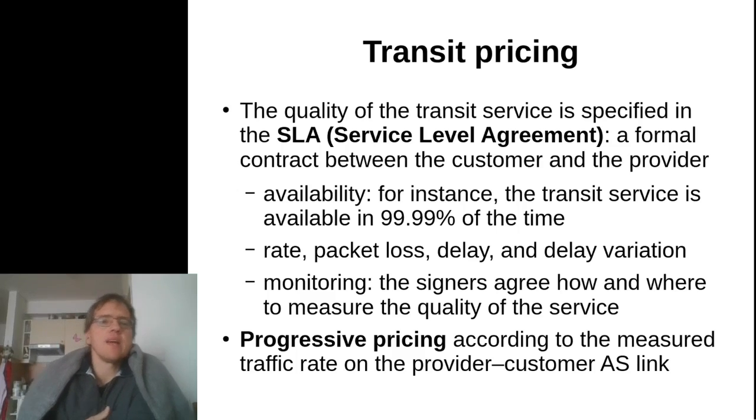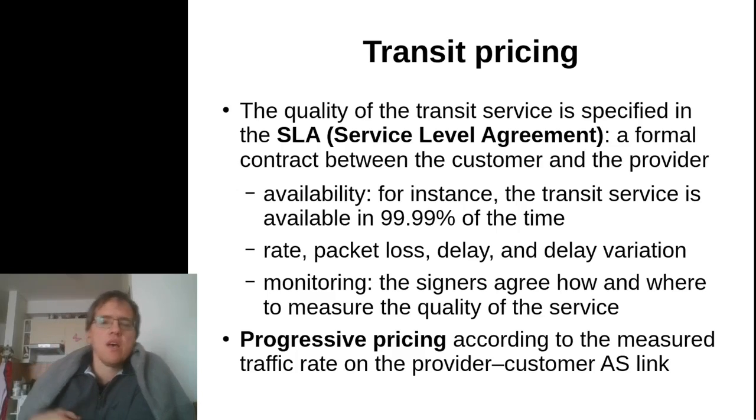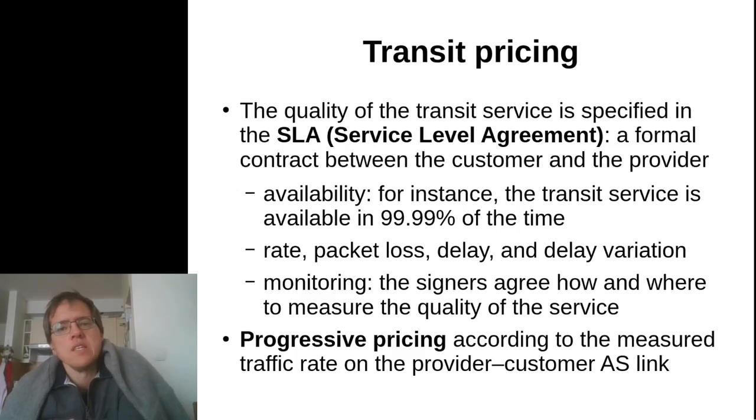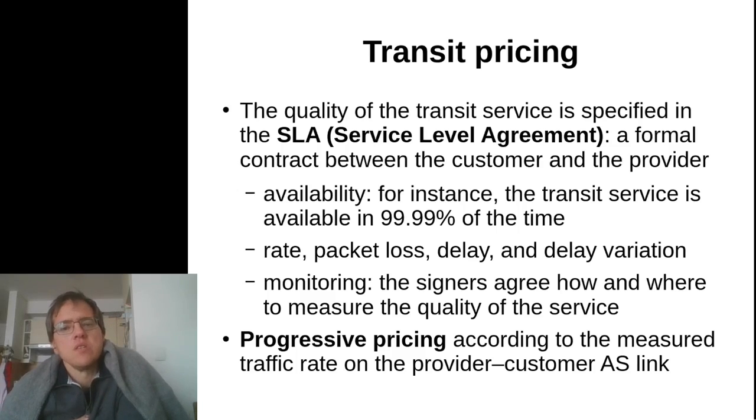So the SLA is the collective name of all the contractual parameters that are fixed between a customer and the provider in the transit service. Most of the time the SLA describes the parameters that describe the quality of the transit service provided by the provider AS. One of the most important parameters is availability. For instance, the transit provider can guarantee that the transit service will be available 99.99% of the time to the customer, and if this is not the case, then there will be separate clauses in the SLA to cover whenever this availability requirement is not met by the service provider.